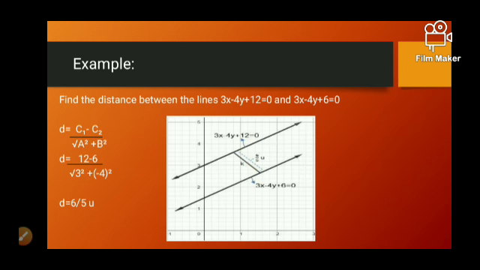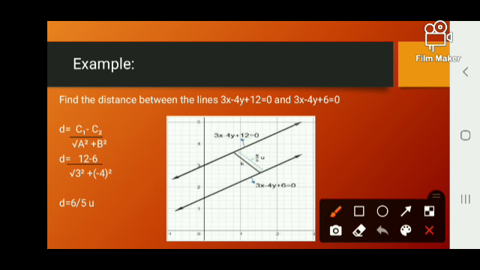So, example: find the distance between the lines 3x minus 4y plus 12 equals 0 and 3x minus 4y plus 6 equals 0. From the above equations of parallel lines, we have a equals 3 and b equals negative 4, and c sub 1 is 12 and c sub 2 is 6.